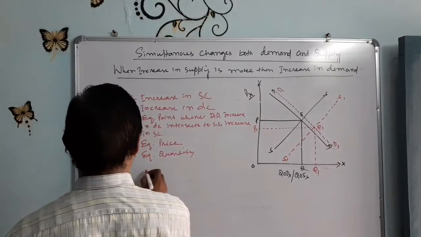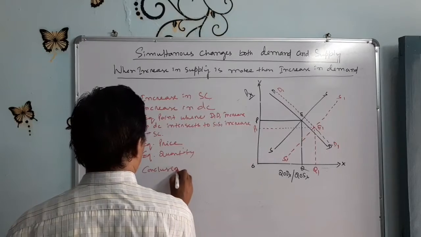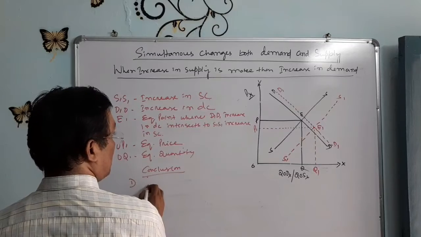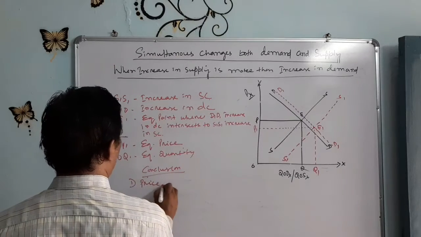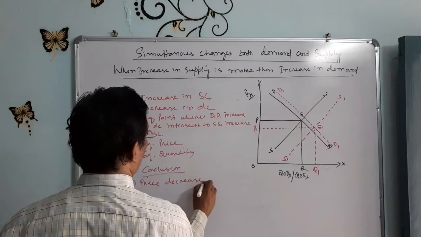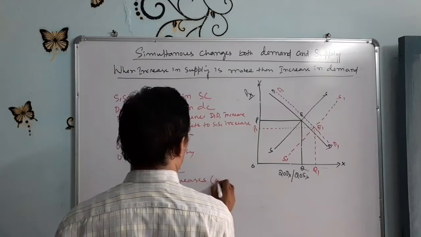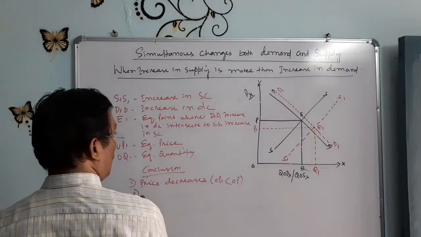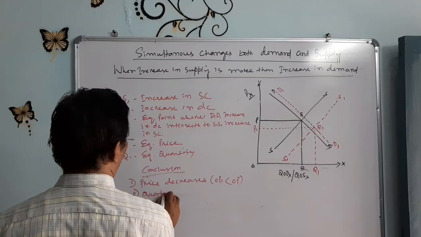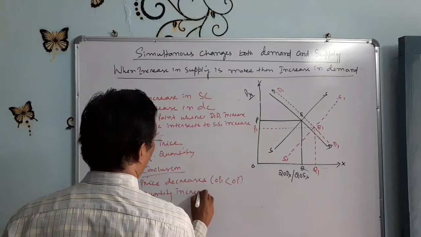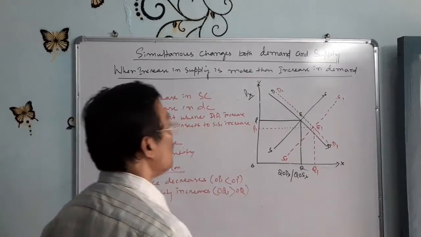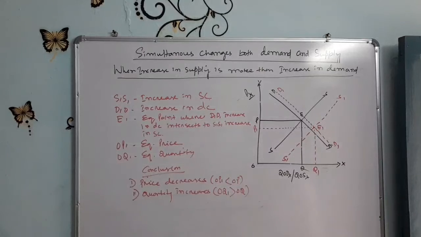Similarly, you may write the conclusion. Effect number 1: price decreases, as OP1 is less than OP as per our diagram. Number 2: quantity increases, because OQ1 is greater than OQ. So these are the effects: price decreases and quantity increases.